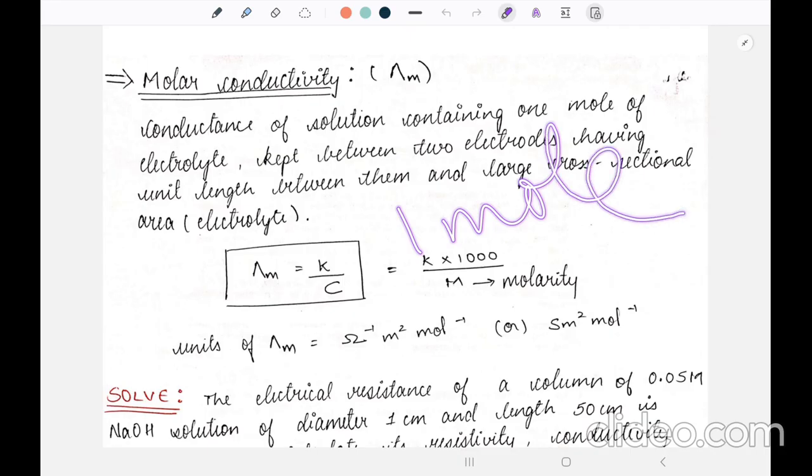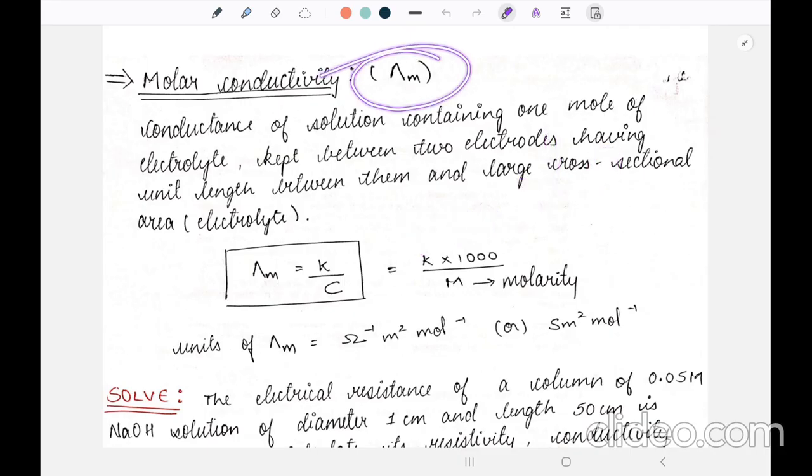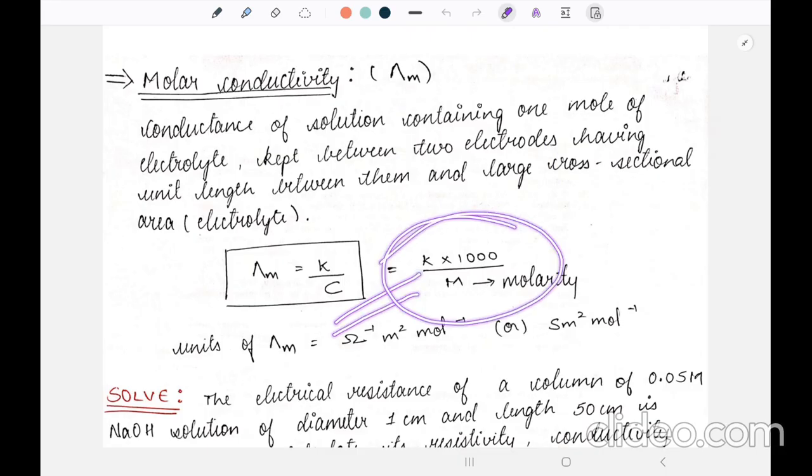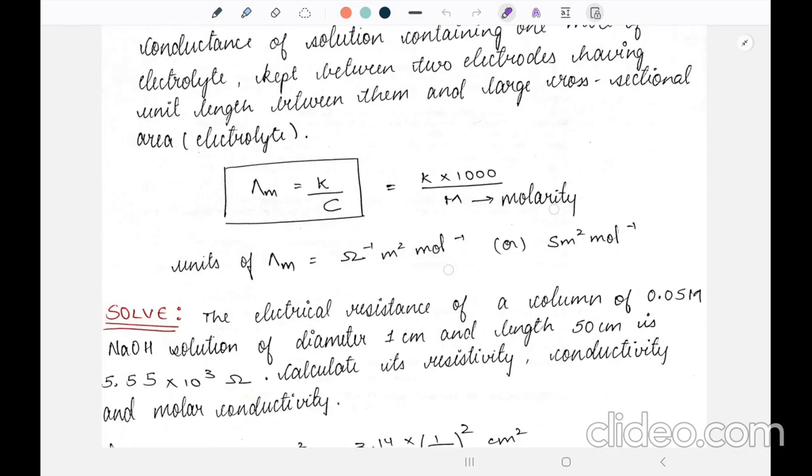mole of electrolyte. It is represented by this symbol, and the formula is K by C, which can be written as K into 1000 by M, where M is the molarity. The units of molar conductivity are as follows. Let us solve a question.